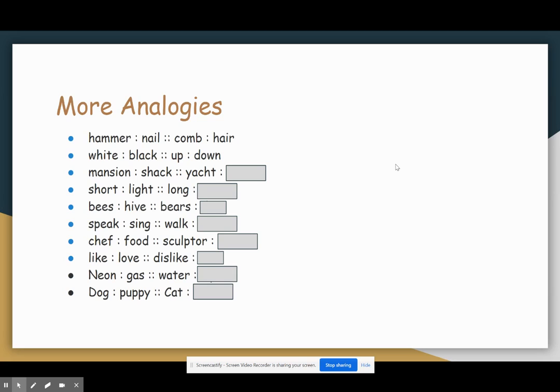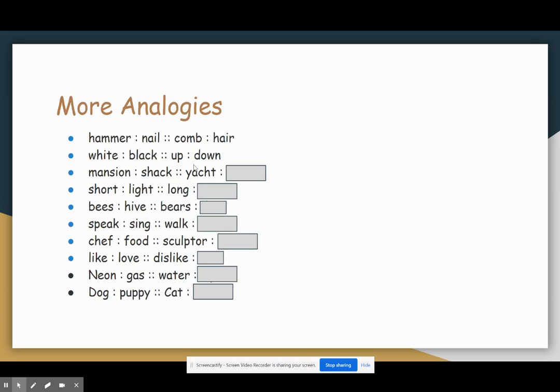Mansion is to shack as yacht is to blank. Well, a mansion is the big, pretty, gorgeous house where rich people live. No, certainly not me. And then a shack would be a much smaller version of a mansion. So we're talking about both places to be lived in. One is big and fancy, and one is little and not so fancy.